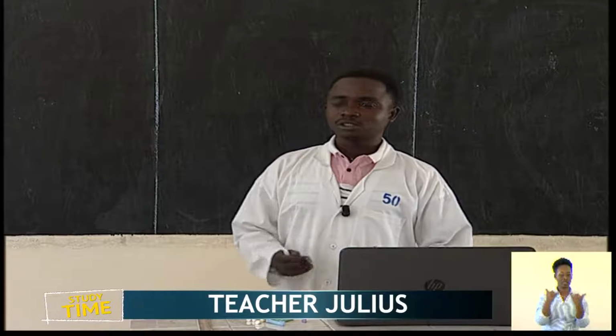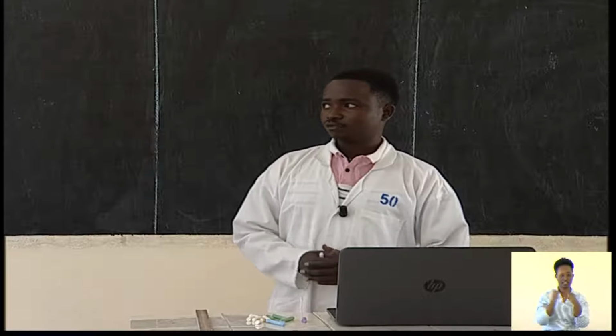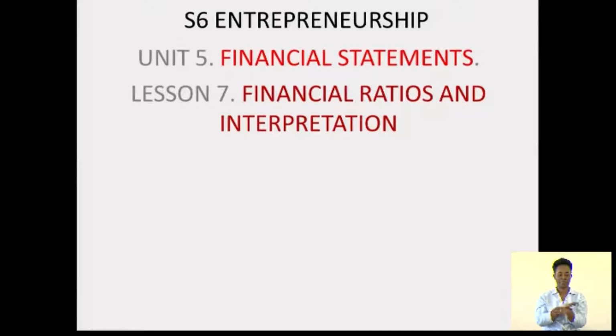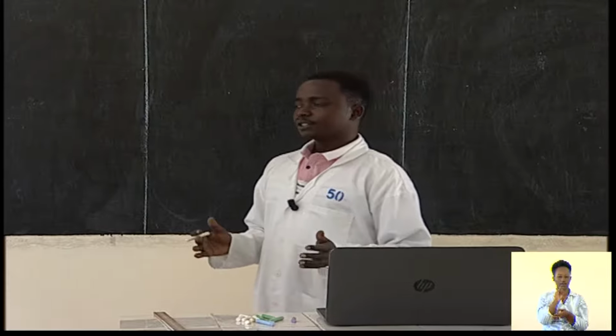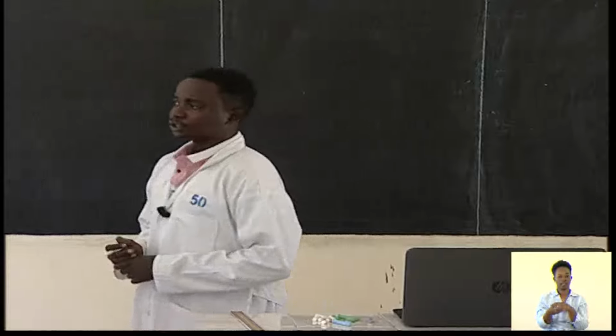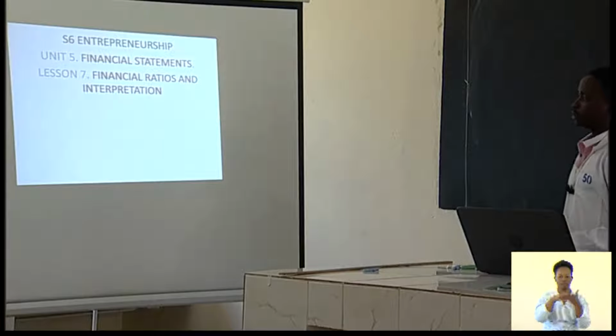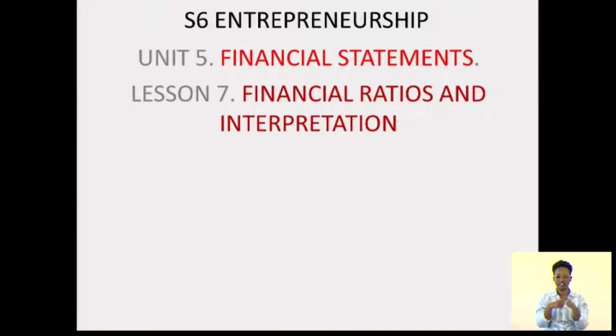As usual, I'm teacher Julius, and today I'm learning with Senior 6 class, Entrepreneurship. And still we are under our Unit 5, which is Financial Statements. Then our today's lesson, we are going to talk about financial ratios and interpretation. Here you have to first understand what a ratio is. Then, after knowing what a ratio is, you shall be able to interpret different financial ratios.